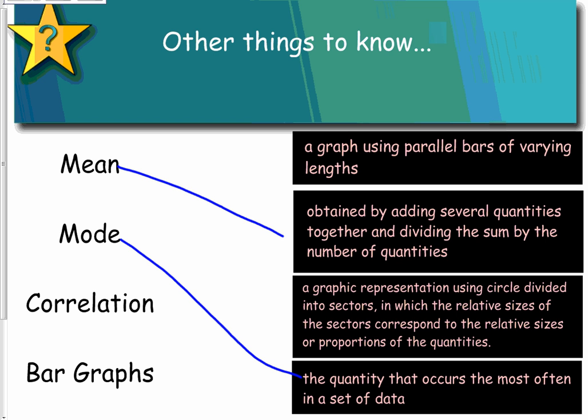So a graph using a circle divided into sectors in which the relative sizes of the sectors correspond to the relative sizes or proportions of the quantities. That's a very fancy way of saying I'm going to compare two sets of data and see how they relate. So that's correlation. So bar graphs are what's left. A graph using parallel bars of varying lengths. Here's your dead giveaway. It says bars in there, so it should tell you that you're going to use bar graphs.